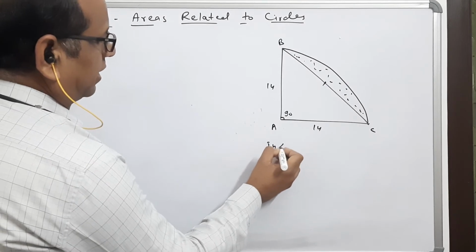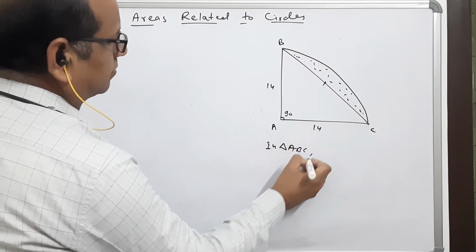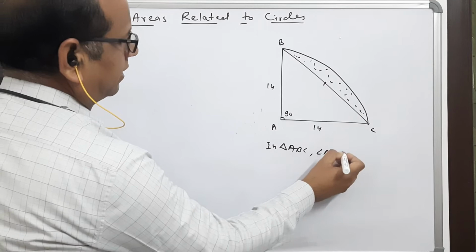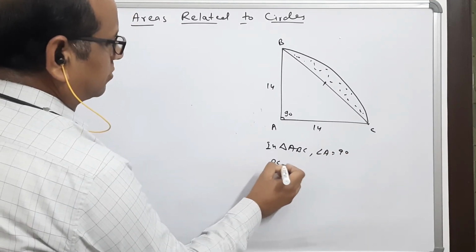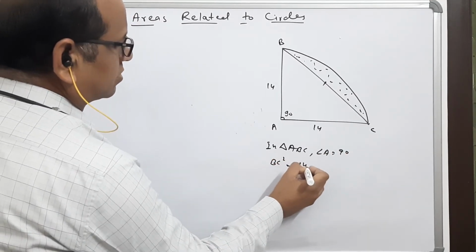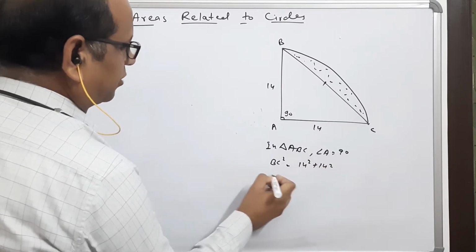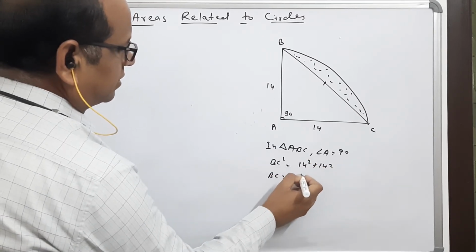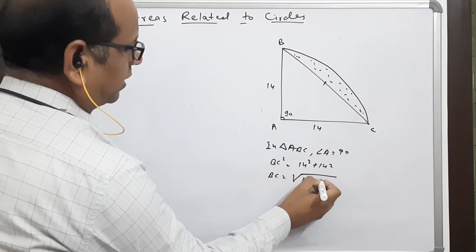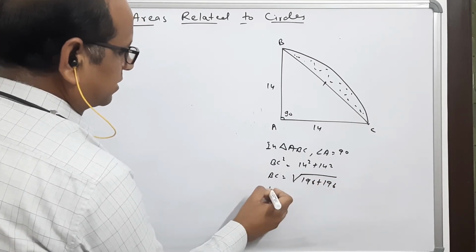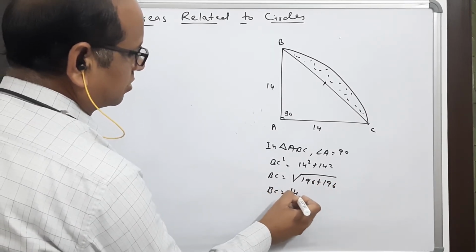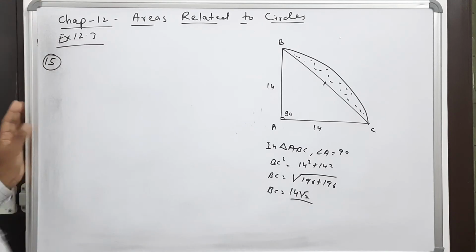So in triangle ABC, angle A is 90. So BC square is 14 square plus 14 square. So BC is root 196 plus 196. So BC is 14 root 2.